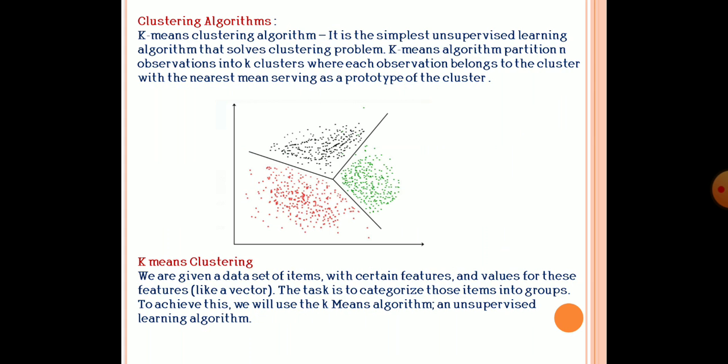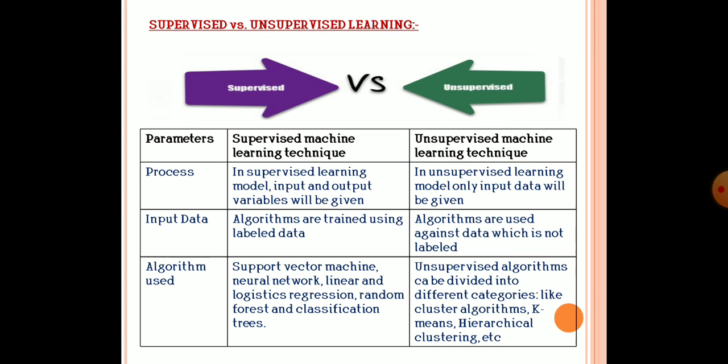Clustering algorithms. K-means clustering algorithm. It is the simplest unsupervised learning algorithm that solves the clustering problem. The k-means algorithm partitions n observations into k clusters where each observation belongs to the cluster with the nearest mean serving as a prototype of the cluster. We are given a data set of items with certain features and values for these features. The task is to categorize those items into groups. To achieve this, we will use the k-means algorithm, an unsupervised learning algorithm.